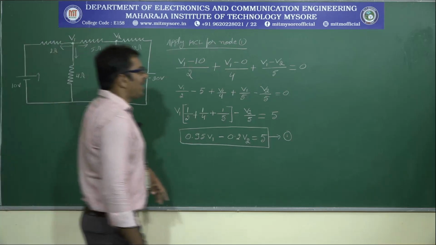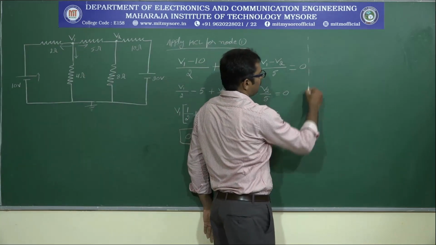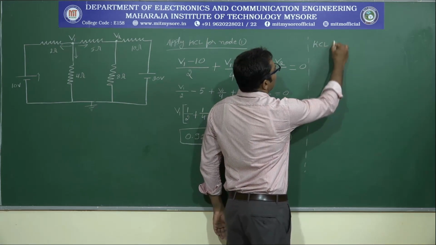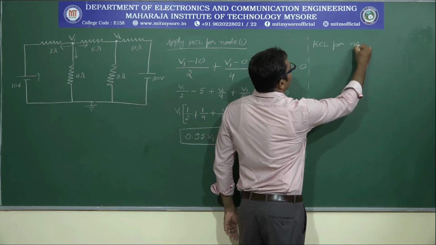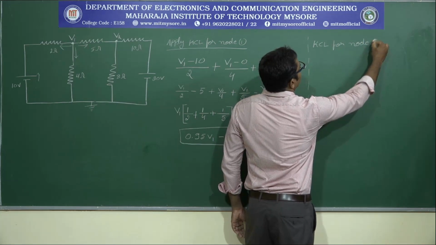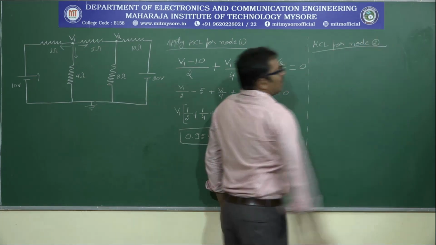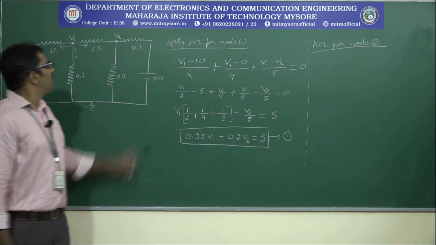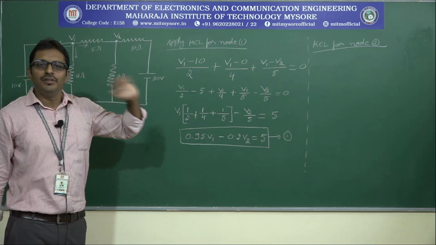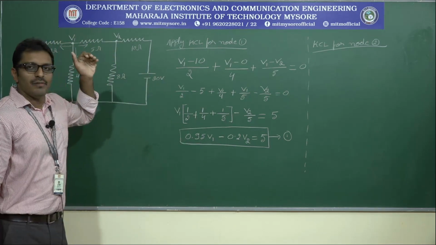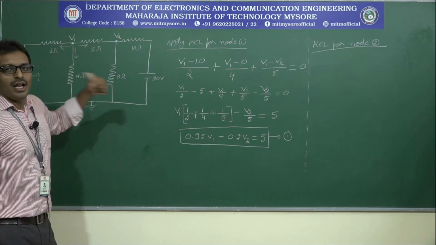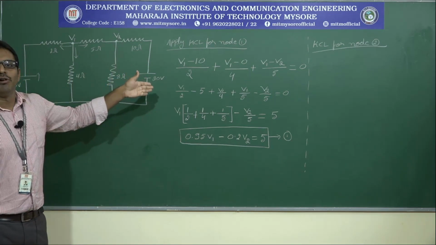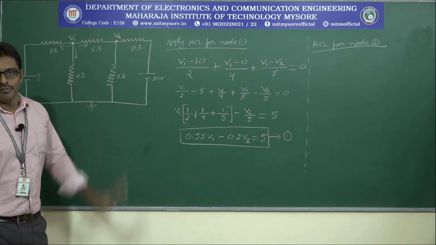Now let us apply KCL for node 2. Yes, again, how many branches are connected to node 2? There are 3 branches connected to node 2. One is the 5 ohm resistor, another is the 8 ohm resistor, and another is the 10 ohm resistor. Again, that is connected through a 20 volt voltage source to the ground point.